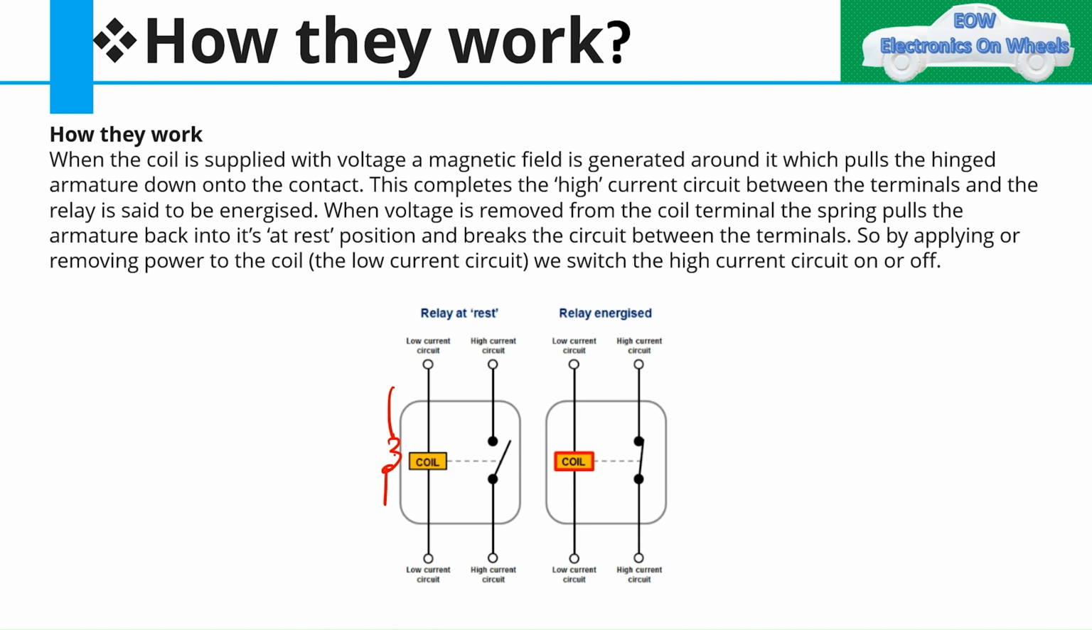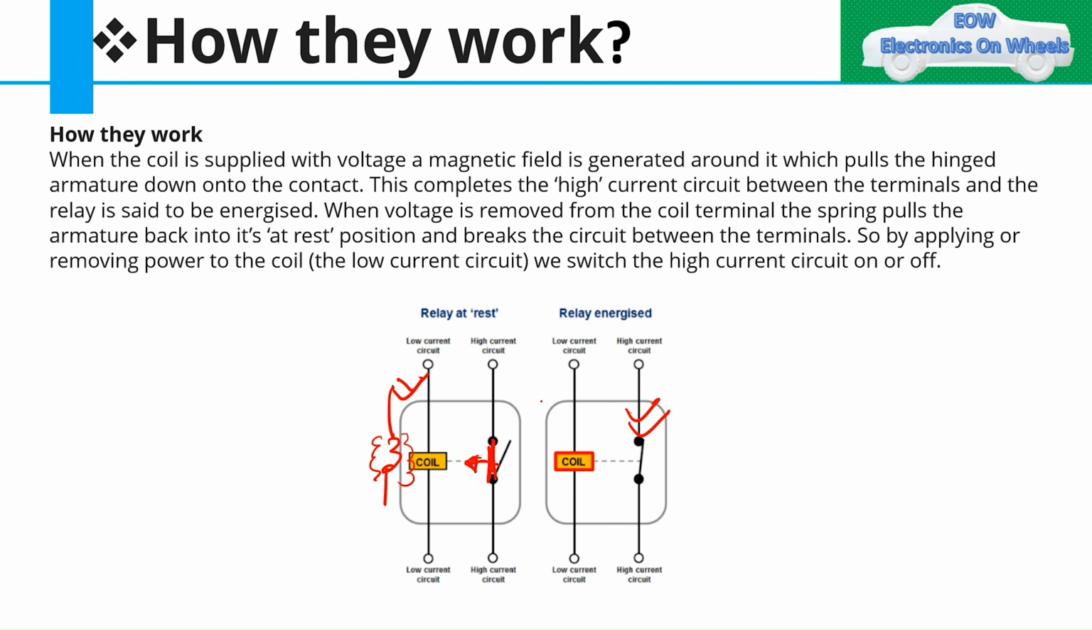What happens when you supply the voltage on the coil is that a magnetic field is generated around the coil, and that magnetic field pulls the hinge armature down to the contact. It will pull your hinge and create the contact. This completes the circuit, and that is how your high current circuit will be completed, and the relay is set in this condition, energized, and your purpose will be fulfilled.